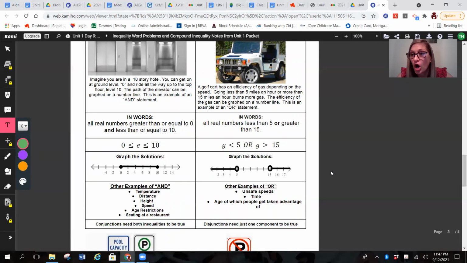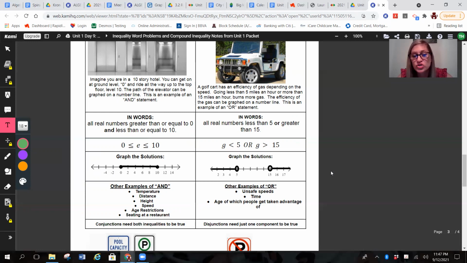The speed of a car. It's unsafe to drive a car on the highway below or above certain speeds. So that example actually is an or statement, but the speed of a car would be between 0 and 55 on the highway. Okay, age restrictions. What I mean by that is you have to be a certain age to do certain things in the real world. So we could graph that.